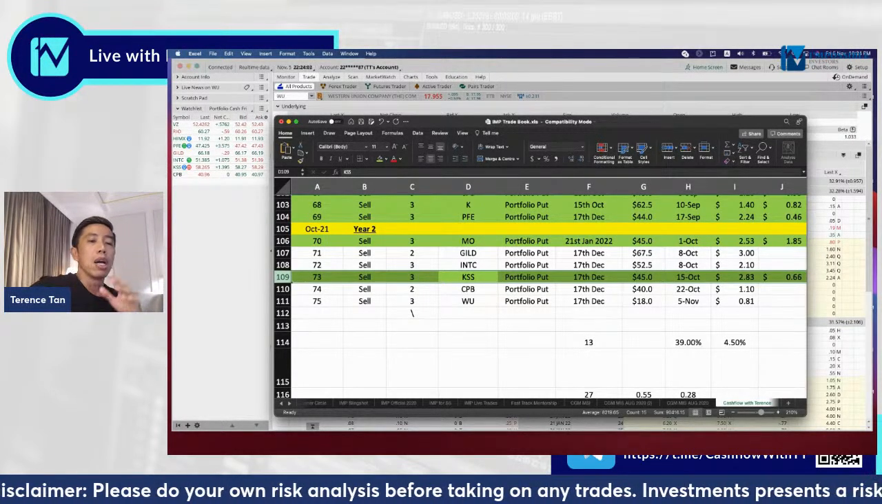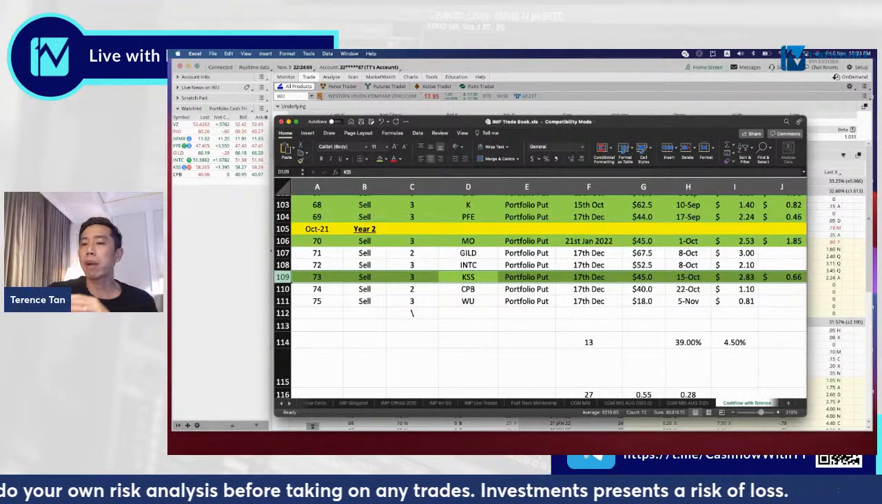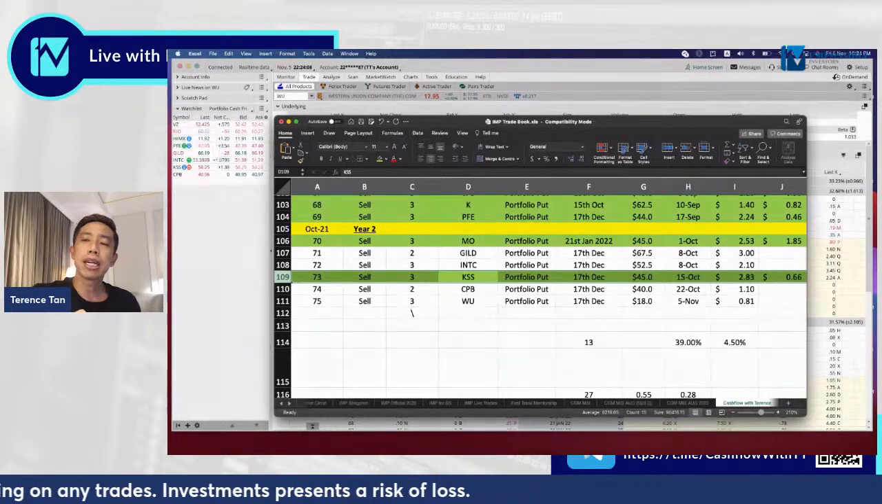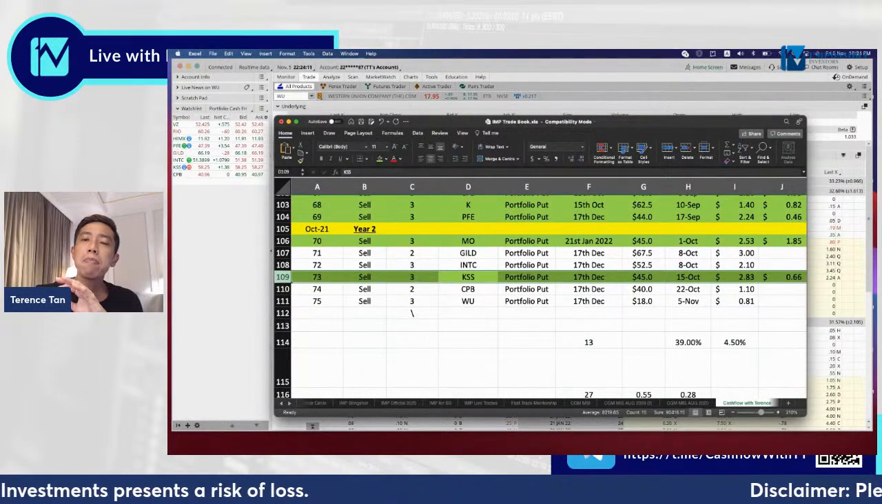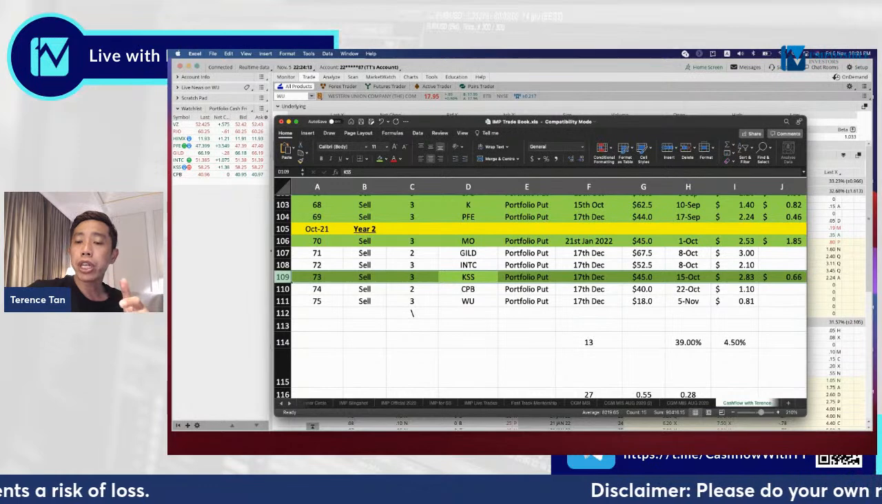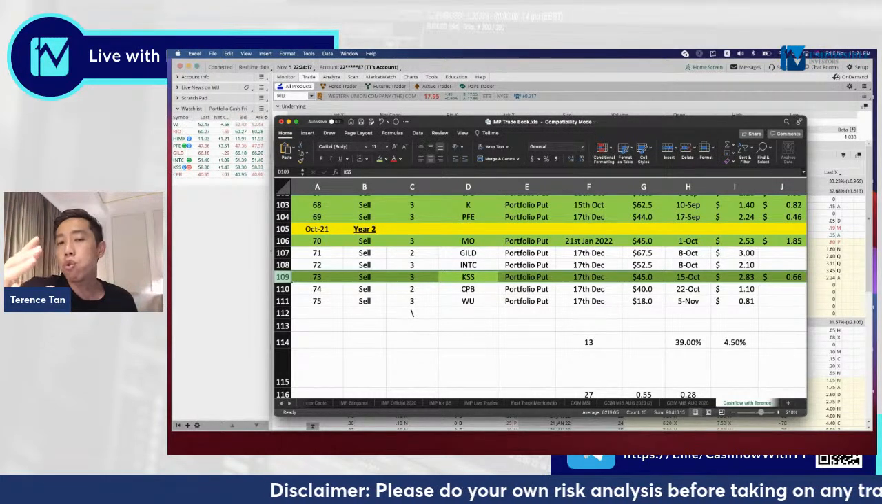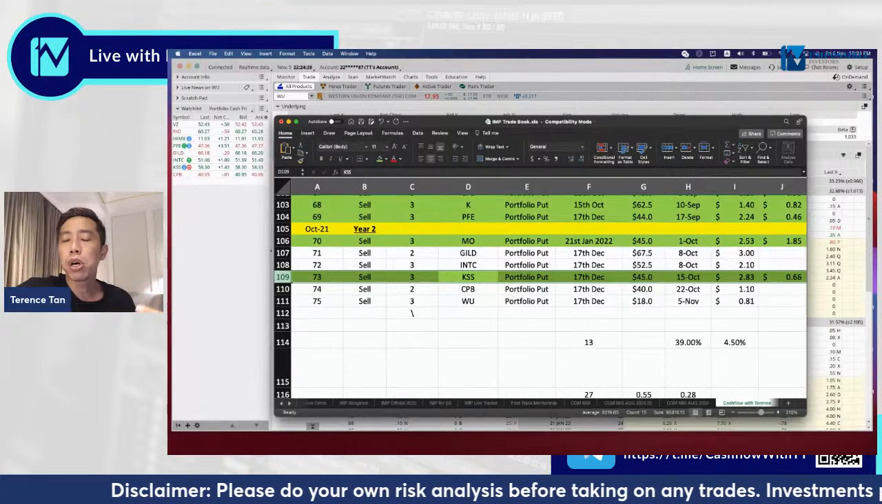Okay. Now the investment will be the same as stocks, because we are setting aside full cash allocation for every put option that we sell. This will prevent you from any margin calls or over-leveraging on your accounts. But of course, if you find that the capital is a little bit huge, Terence, can I do this with much smaller capital?